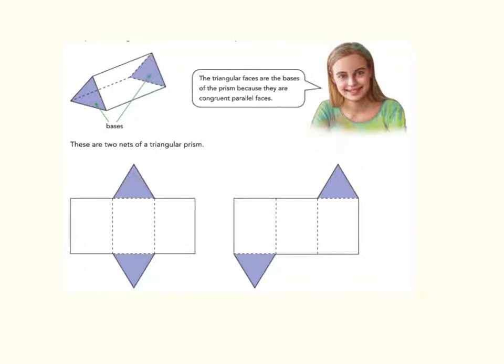In the pictures below, you can see 2 possible nets for that triangular prism. Once again, take a moment and visualize how you would fold along the dotted lines to create the 3-dimensional prism. Do you see it?